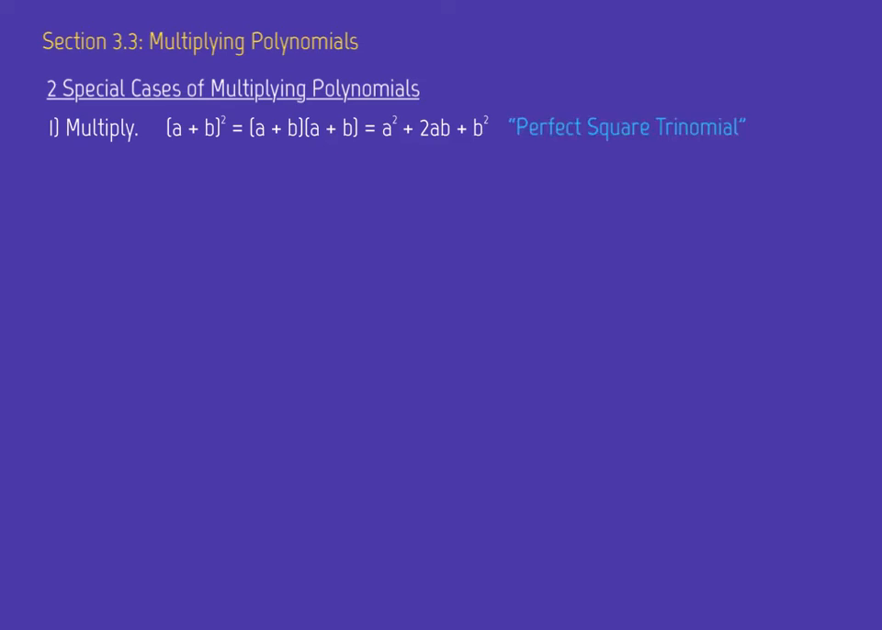Let's go ahead and look at the second special case. This time I want you to multiply a plus b times a minus b. You may notice something when you do this multiplication. That's right, the two middle terms actually cancel out. That means we only have a squared minus b squared for our final answer. This special case of multiplying polynomials is called the difference of squares, and we tend to use it quite often in algebra.